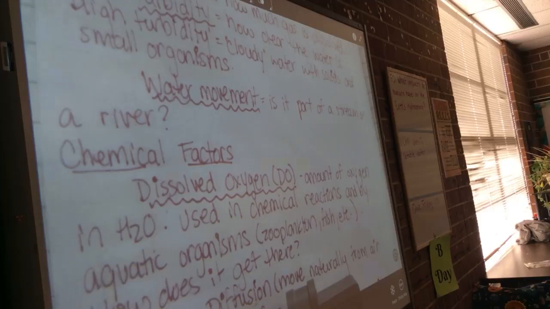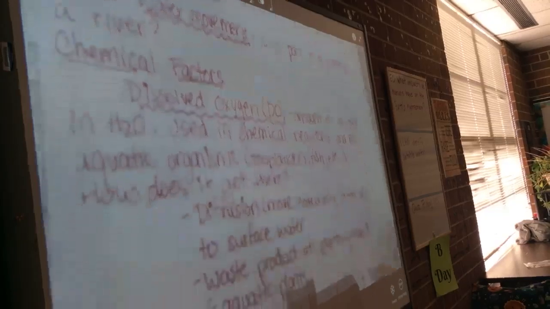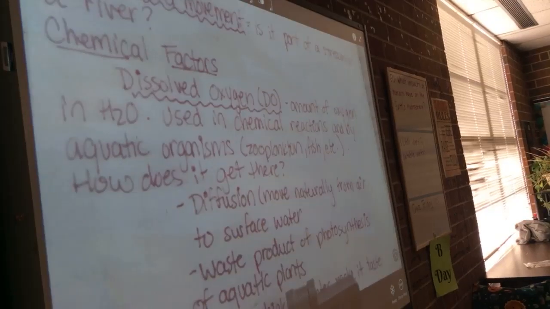There's a couple ways in which oxygen can get in the water. One way is through diffusion. Diffusion is the natural movement of oxygen from the air to the surface of the water. If you have nothing on top of the water blocking it, then the oxygen is able to be dissolved into the surface water, and then the movement of the water moves that oxygen into lower regions.